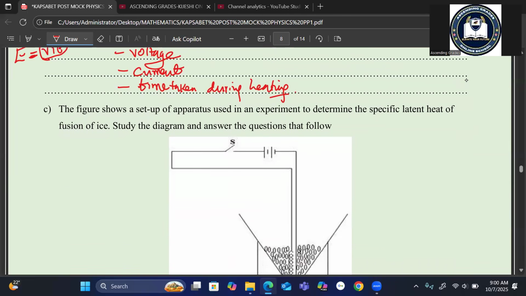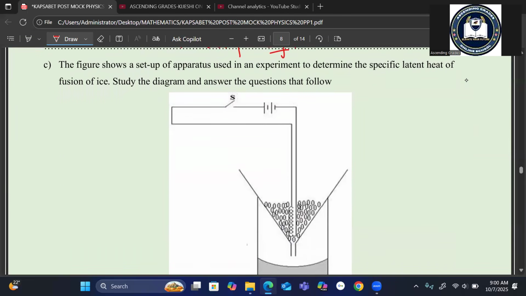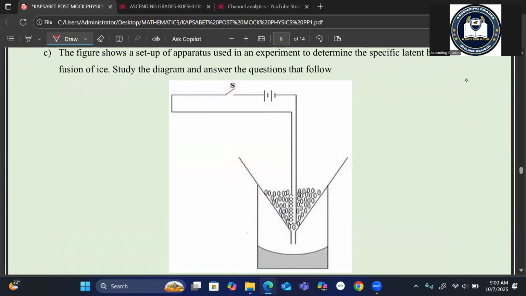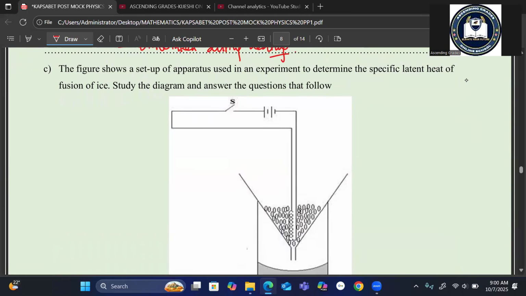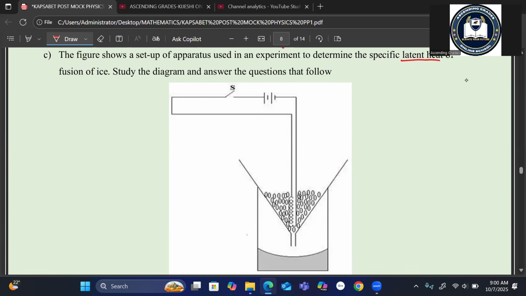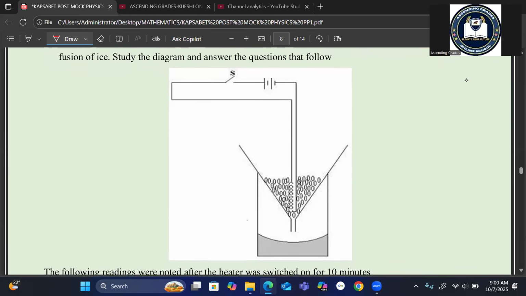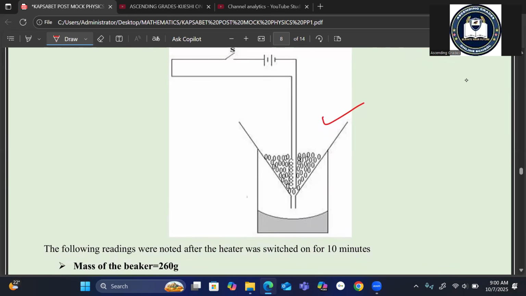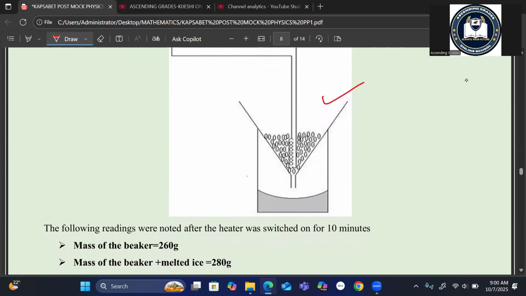We have part C of the same question. The figure below shows a setup of apparatus used in an experiment to determine the specific latent heat of fusion of ice. Study the diagram and answer the questions that follow. So we are having the connection in that manner.